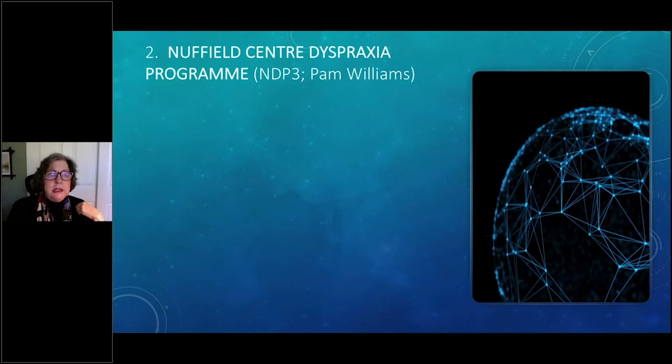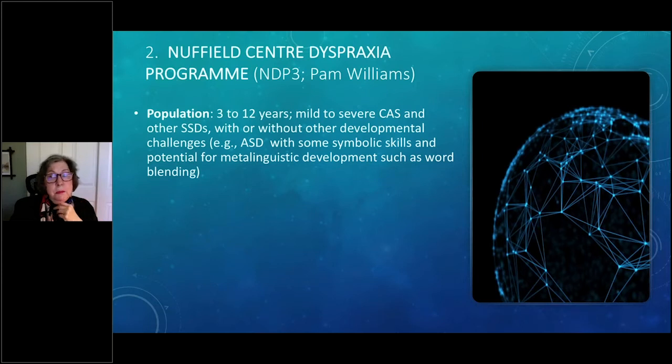Now, the next intervention is the Nuffield Centre Dyspraxia Program, sometimes called NDP3 because they have the third edition of their manual for the Nuffield Dyspraxia Program. It's meant for a pretty broad population, between 3 and 12 years, with mild to severe CAS and other speech sound disorders, and for children with other developmental problems. They do note that children with autism spectrum disorder, without the necessary symbolic skills and potential for linguistic development, such as word blending, may have some challenges with the intervention.